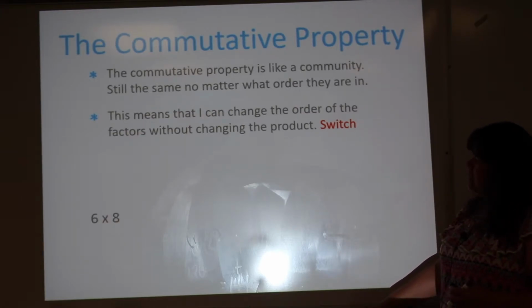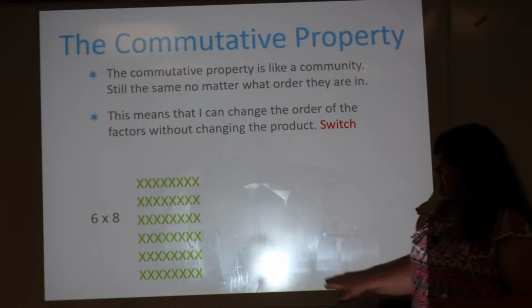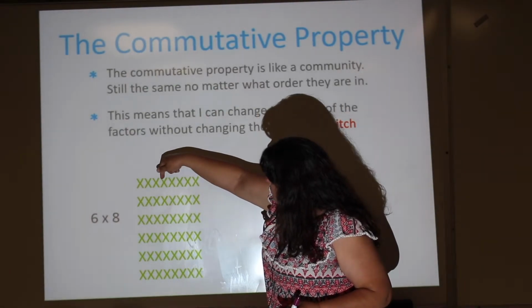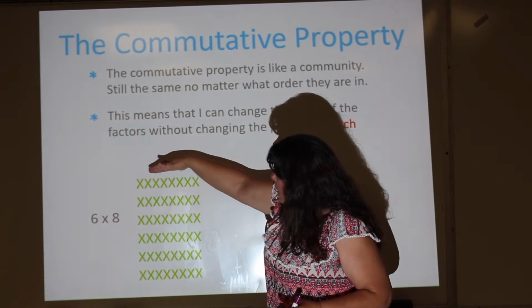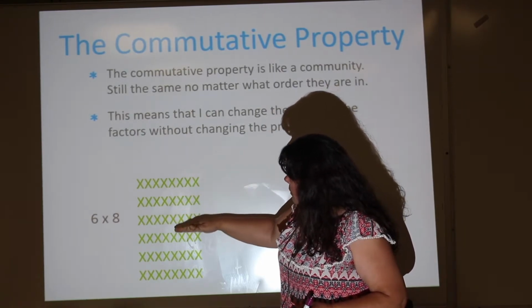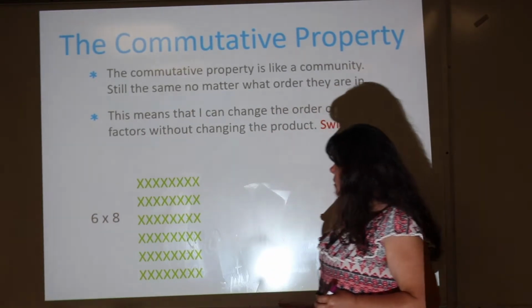So 6 times 8, I have 1, 2, 3, 4, 5, 6, 7, 8. Here's where my 8 goes, and I have 1, 2, 3, 4, 5, 6 rows of 8.